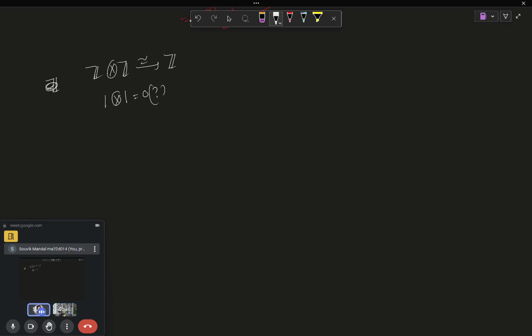So what will you do? Is this element one tensor one zero or not? Then what will you do? It should be one, one. Yes, it is one. So under the isomorphism it is non-zero, right? That's why one tensor one is non-zero in Z tensor Z.